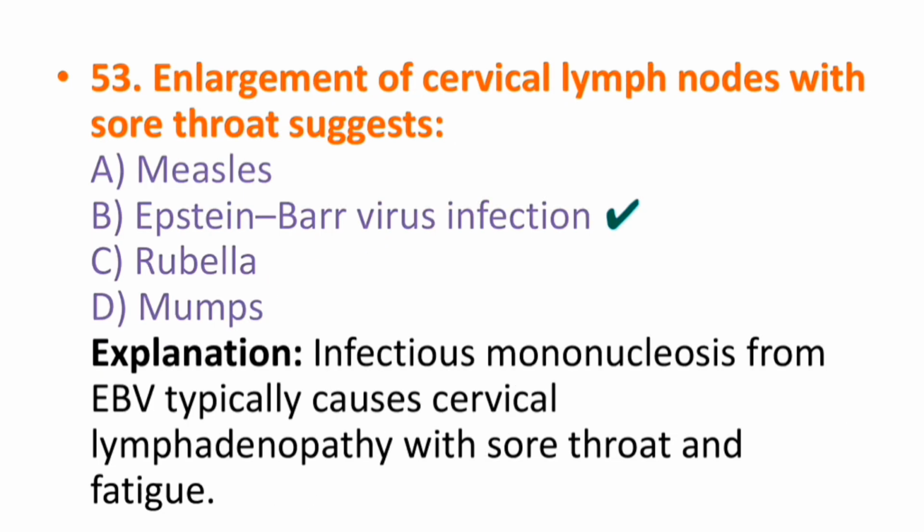Enlargement of cervical lymph nodes with a sore throat suggests option A measles, option B Epstein-Barr virus infection, option C rubella, option D mumps. The correct answer is option B Epstein-Barr virus infection. Infectious mononucleosis from EBV typically causes cervical lymphadenopathy with sore throat and fatigue.